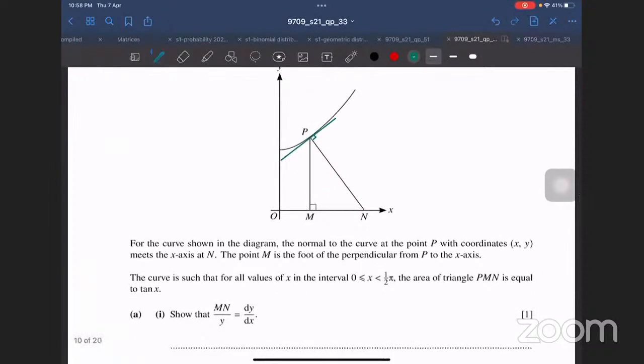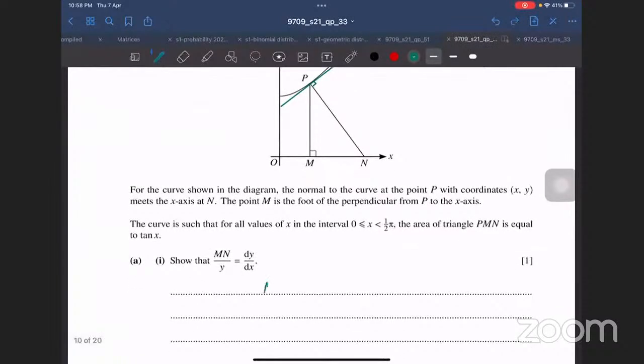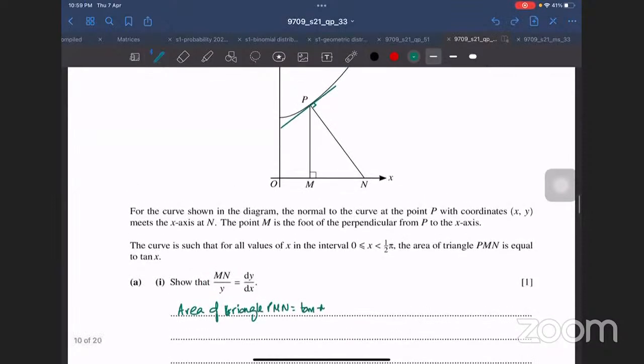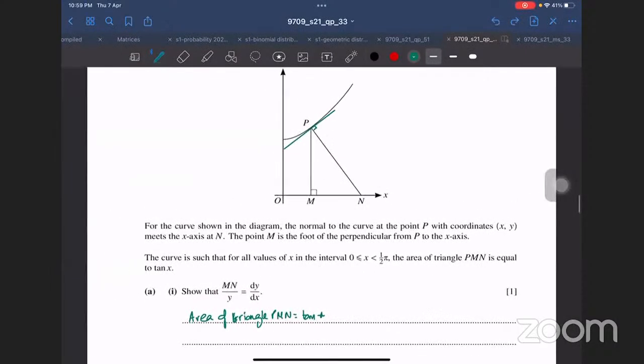The curve is such that for all values of x in the interval, the area of triangle PMN is equal to tan x. So area of triangle, we just write that separately: PMN is equal to tan x. Right now, I'm not concerned with tan x. I'm just concerned with dy over dx. So let's look at what dy over dx might be. dy over dx is the gradient of the tangent.